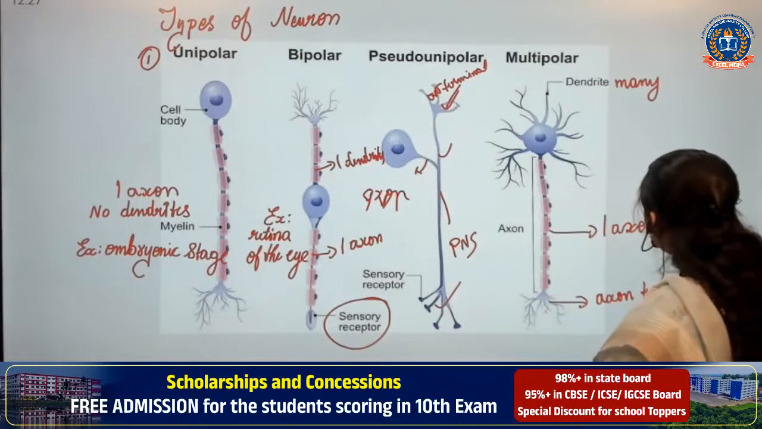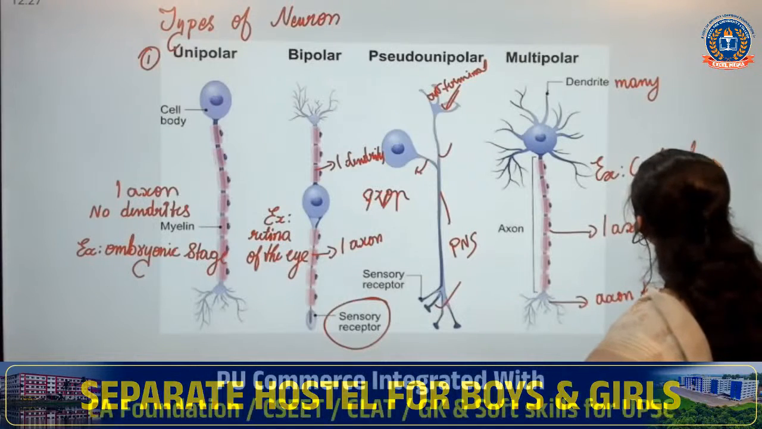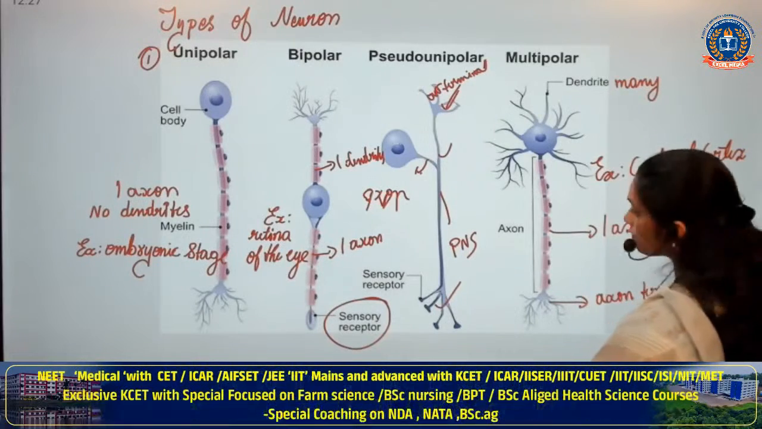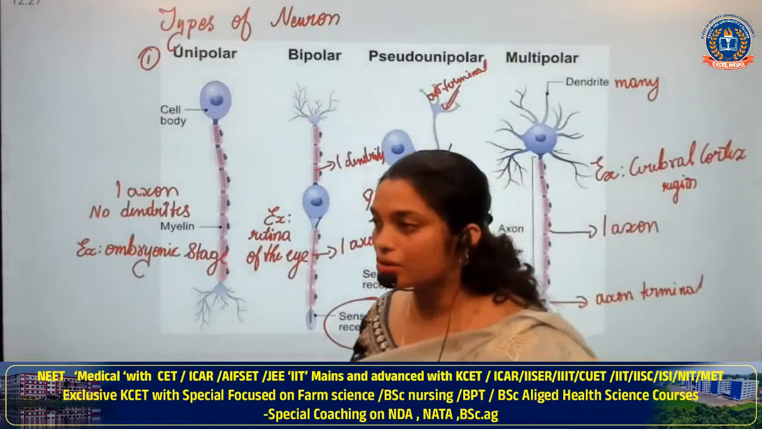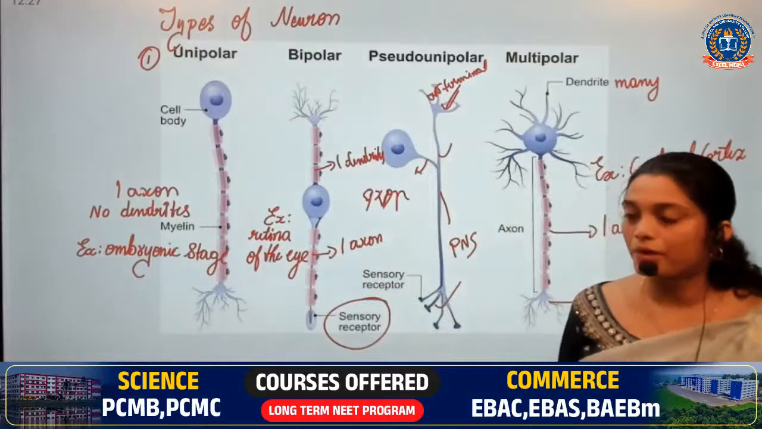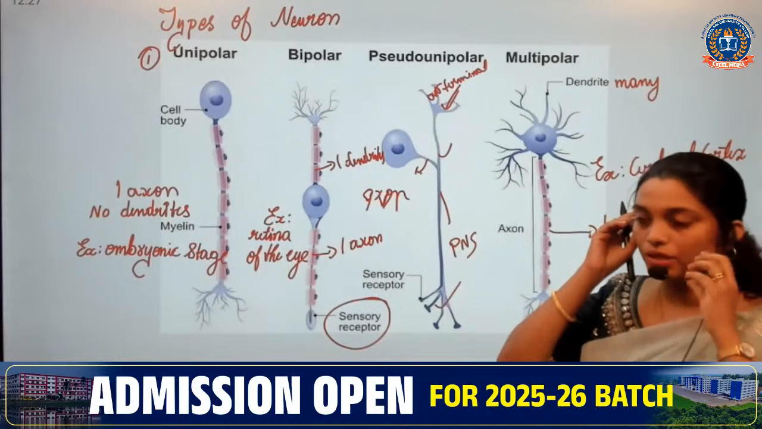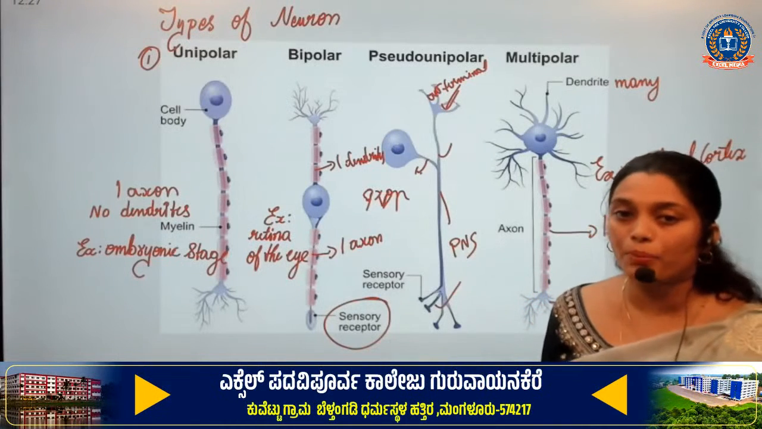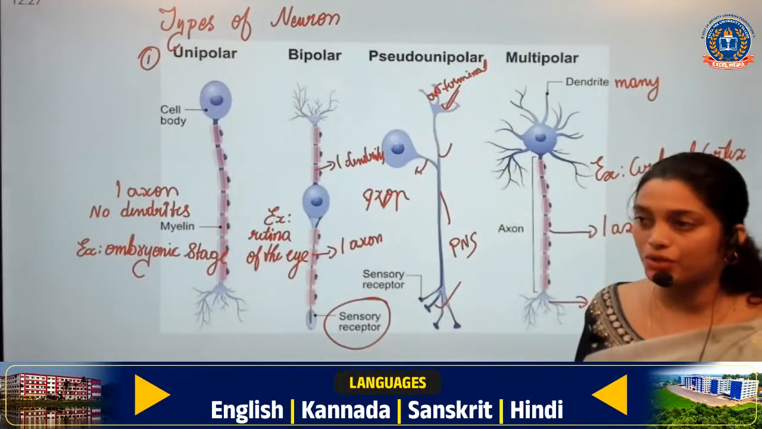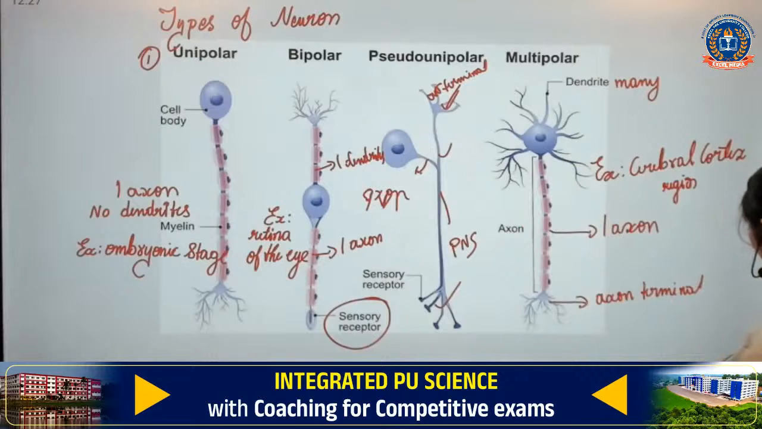So where do we find this? Mainly in the cerebral cortex region. Okay, so where do we find this kind of neurons? We find them in the cerebral cortex region, right? I hope now you have understood the different types of neuron, that is the different structures of how neurons are present: unipolar, bipolar, pseudo unipolar and multipolar neuron. I hope you have understood the topic now. Okay, now we shall move to the next topic.